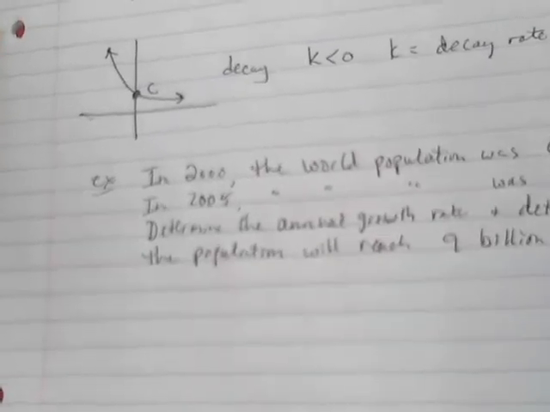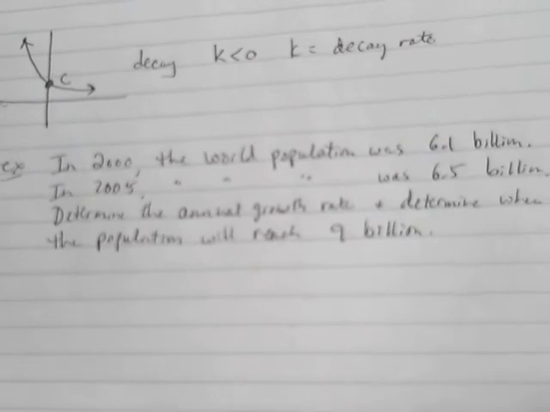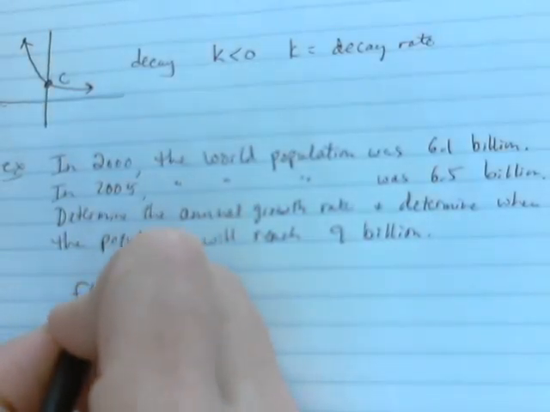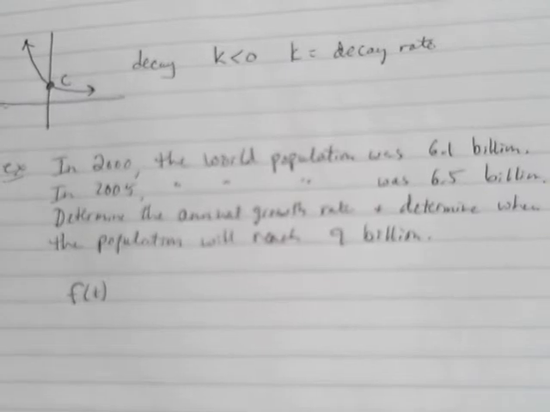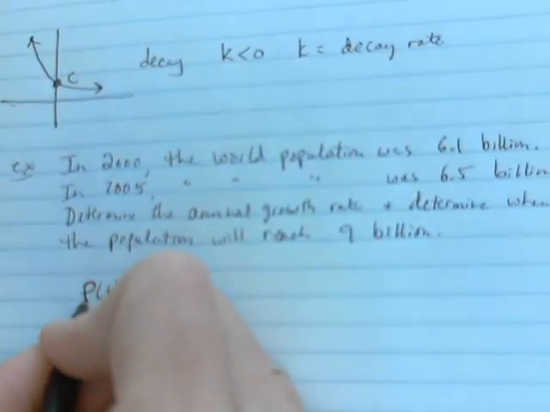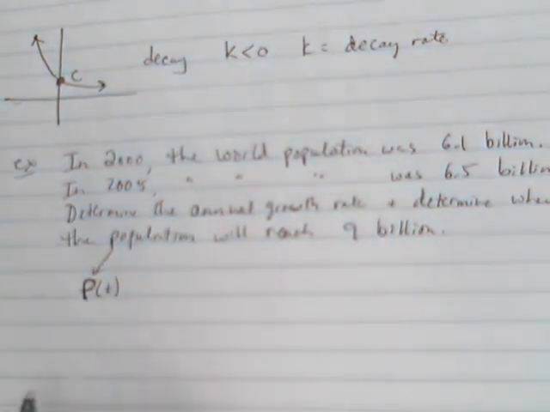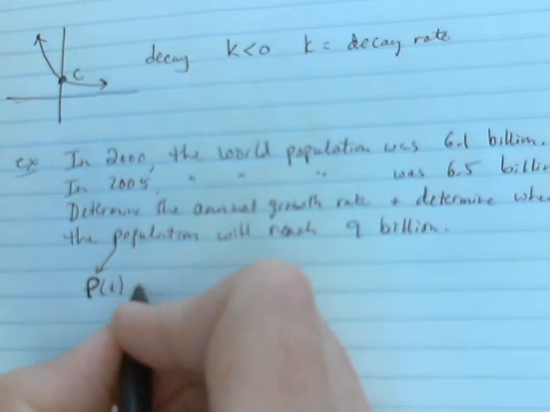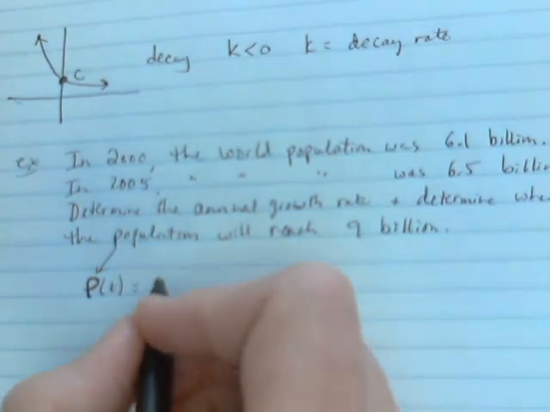So what we do, I hope you can read this, is we start out with our f of t equals c e to the kt. But instead of using the letter f, I'm going to use the letter p for population. So instead of f of t, I'm going to use p of t. The population at any time t is equal to c e to the kt.